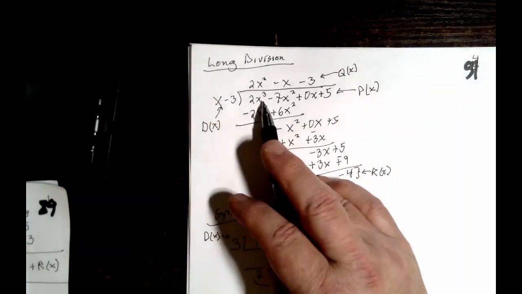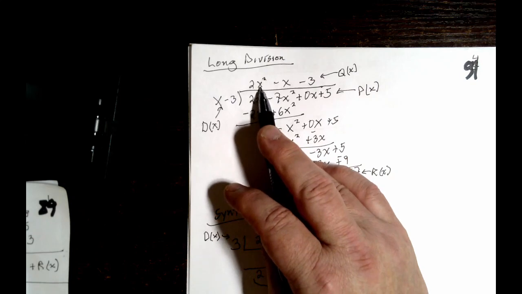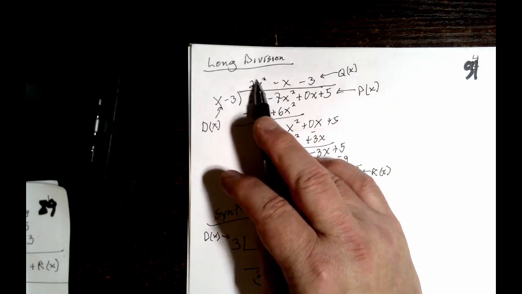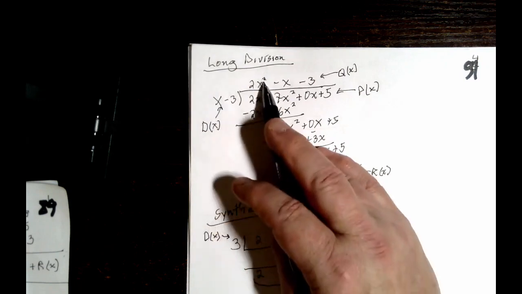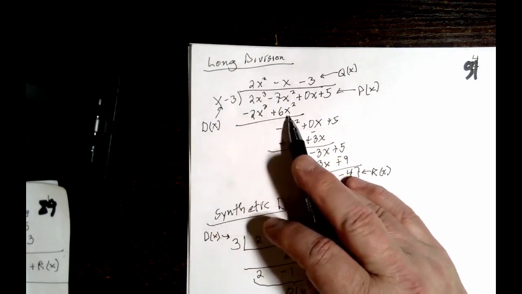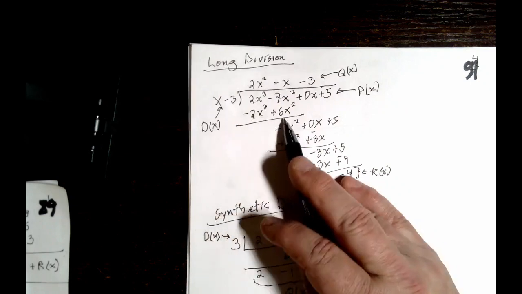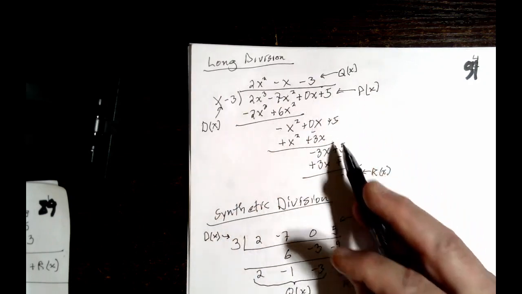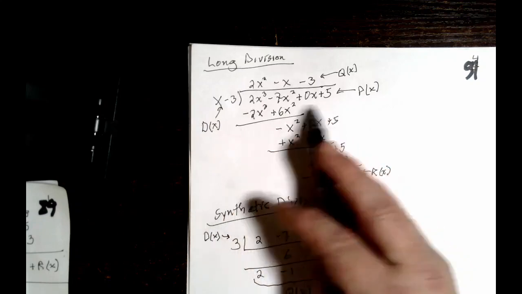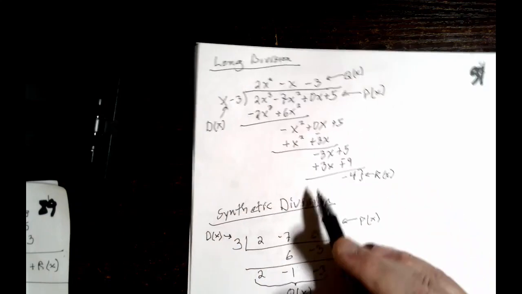So x goes into 2x squared, 2x squared times. So 2x squared times x is 2x cubed. 2x squared times minus 3 is minus 6x squared. Change your signs, and when you add, you get minus x squared. I bring down the plus 0x and the plus 5. Remember, you got to have every place represented.